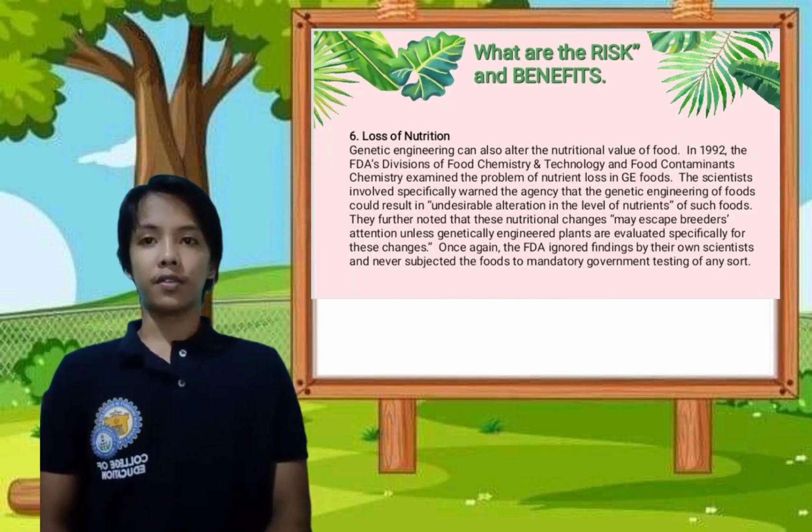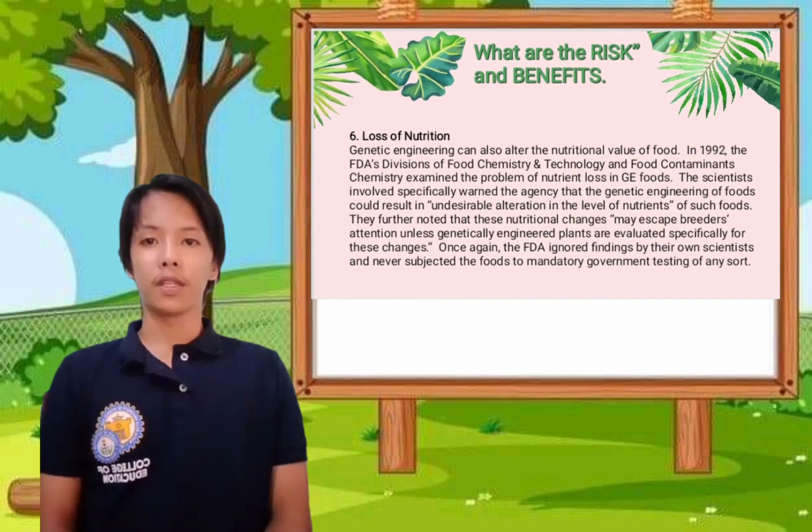Number 6, loss of nutrition. Genetic engineering can also alter the nutritional value of food. In 1992, the FDA's Division of Food Chemistry and Technology and Food Contaminants Chemistry examined the problem of nutrition loss in GE foods. The scientists involved especially warned the agency that the genetic engineering of foods could result in undesirable alteration in the level of nutrients of such foods. They further noted that these nutritional changes may escape breeders' attention unless genetically engineered plants are evaluated especially for these changes. Once again, the FDA ignored findings by their own scientists and never subjected the foods to mandatory government testing of any sort.